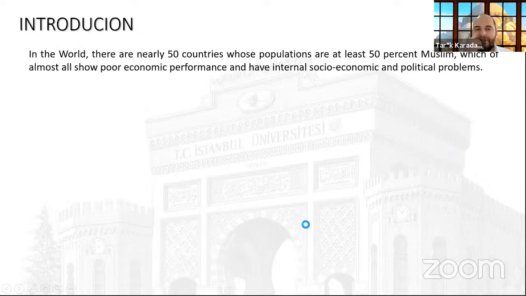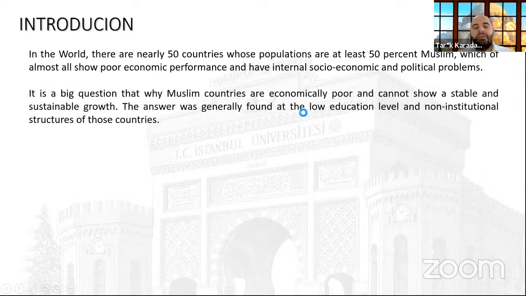So in the world, there are nearly 50 countries whose populations are at least 50% Muslim, and unfortunately almost all show poor economic performance and have internal socio-economic problems. It's a big question why Muslim countries are economically poor and cannot show stable economic development. Generally, the answer is found in the low education level and non-institutional structures.